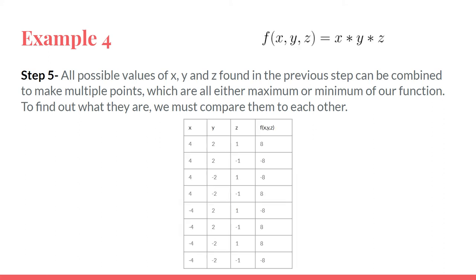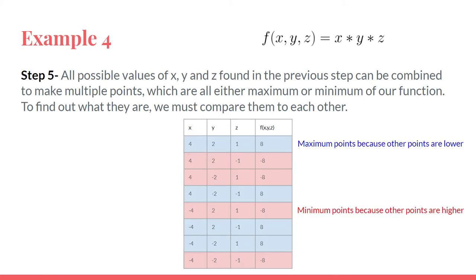So we can make a table of all possible values we found in step 4. By looking at this table, we can see that if x is equal to 4, y is equal to 2, and z is equal to 1, f is going to be equal to 8. On the other hand, if x is equal to 4, y is equal to 2, and z is equal to minus 1, f is going to be equal to minus 8, and so on and so forth.